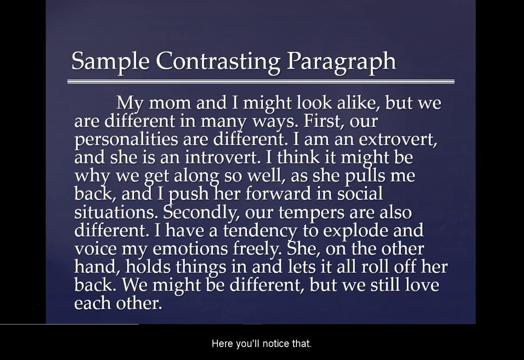Here you'll notice that the points are listed first. We have the opening sentence, the topic sentence, that's looking to contrast my mom and I. The first point is about personalities. The second point is about tempers. And subject A is me, I. Subject B is her, mom. Similarly, for tempers, subject A is I. Subject B is she, mom.